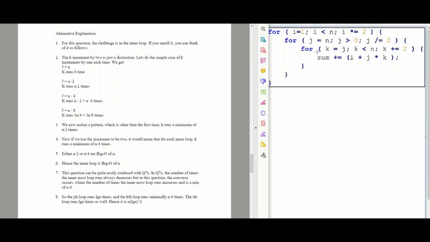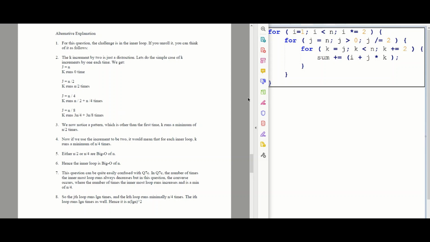So important thing to note, you might be confused between this and 7c, but in 7c you notice that the inner loop runs a maximum of n by 2 and it decreases every single time. The converse is true in fact for this question. The converse is true as in it runs for n by 2 times, and every single time it increases once again. So we get a minimum of n by 4 times every single time it runs.